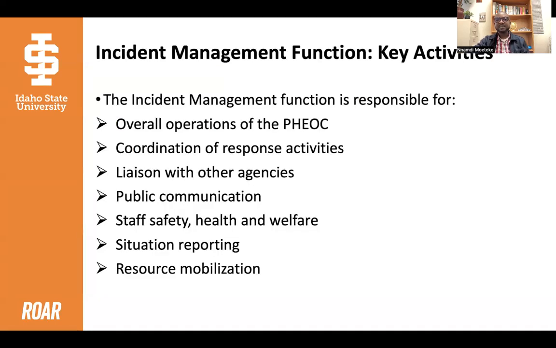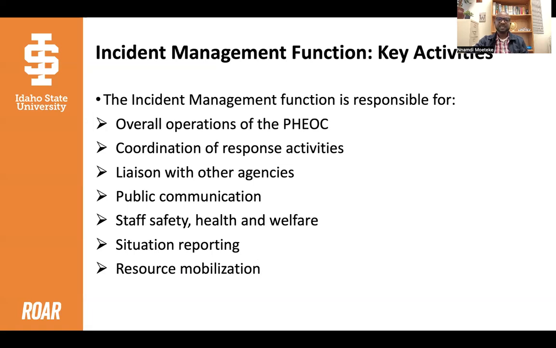So let's look at the first core function, which is incident management and its activities. The incident management function is responsible for overall operations of the Public Health Emergency Operations Center. It carries out determining the coordination of responses, the response activities and partners, liaison with other agencies, public communication, staff safety, health and welfare, situation reporting, resource mobilization. These are all functions of incident management.